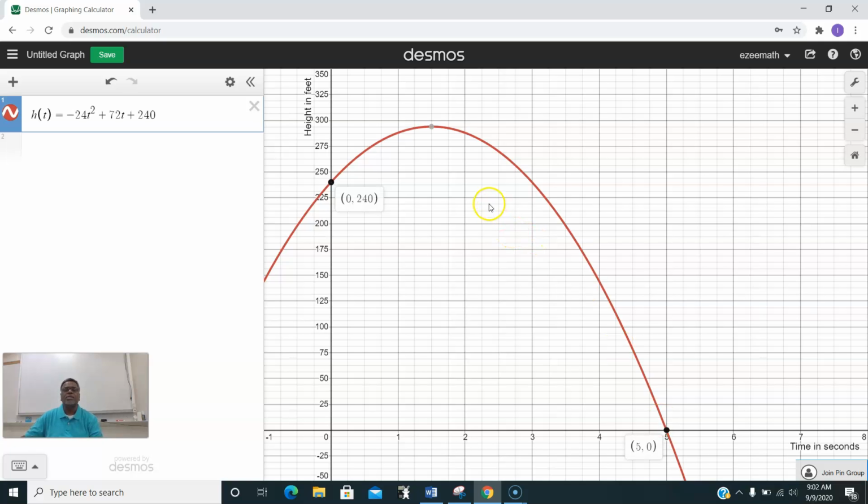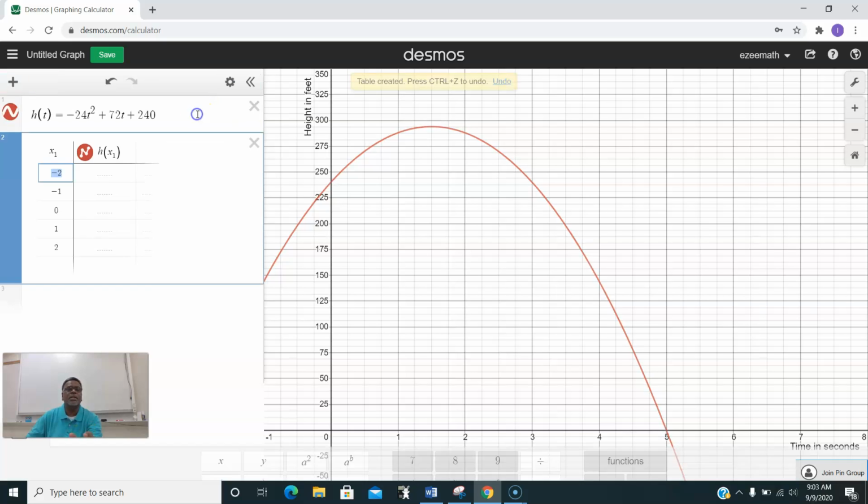And what is the maximum height reached? This is the point. In 1.5 seconds, it reached a maximum height of 294 feet. All right. And suppose I want to know what the height was at, let us say, 1.5 seconds or 3.5 seconds or anything for that matter, from 0 to 5 seconds, you can get that. How do you do that? Just go to the settings.